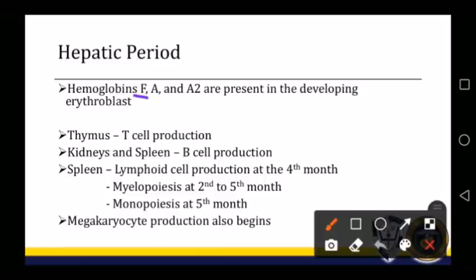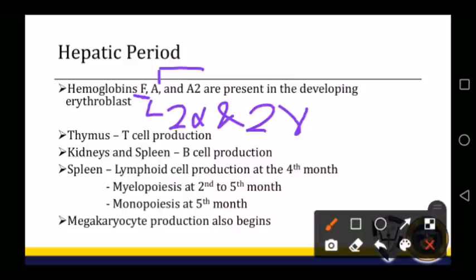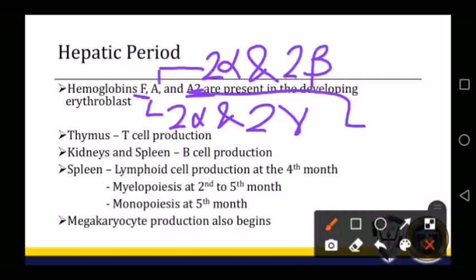So, hemoglobin F contains 2 alpha and 2 gamma. Hemoglobin A, on the other hand, contains 2 alpha and 2 beta. Hemoglobin A2 contains 2 alpha and 2 delta.